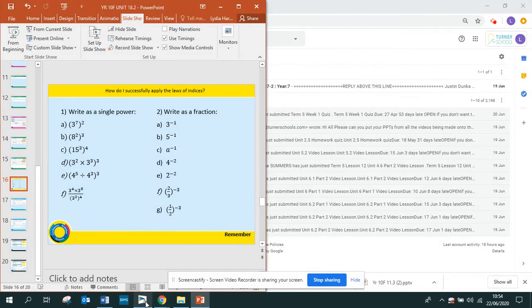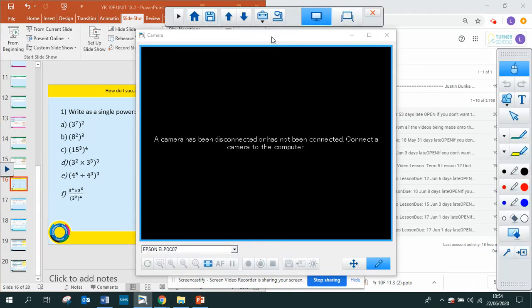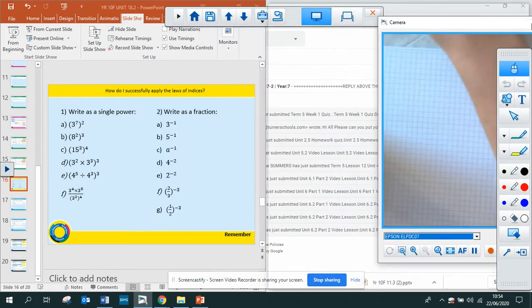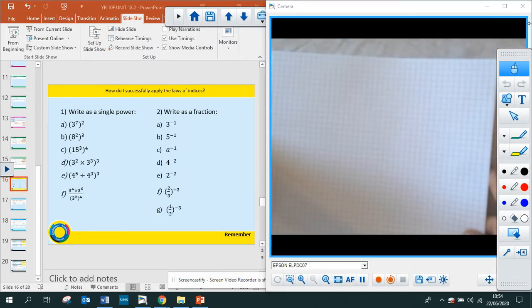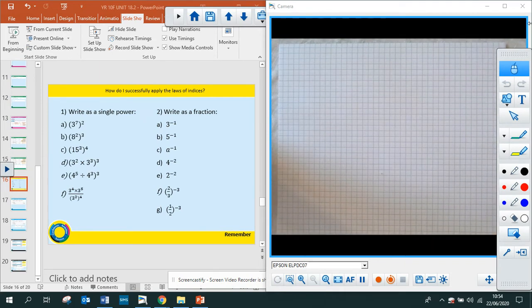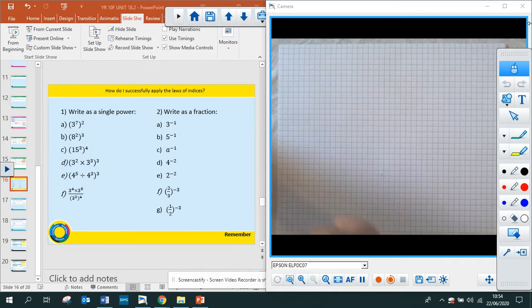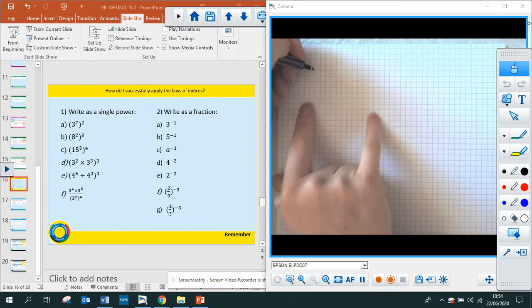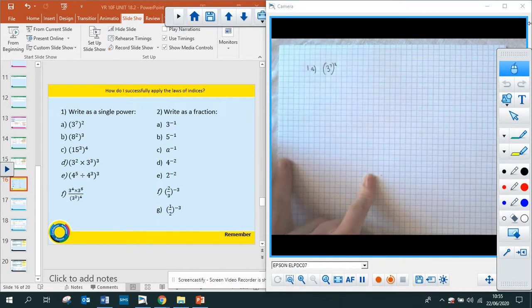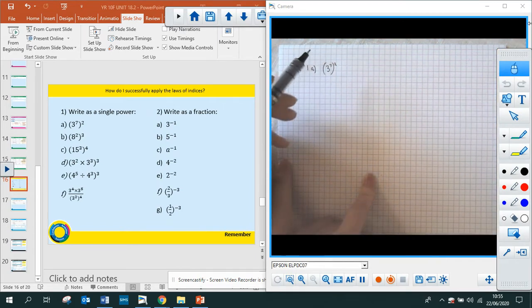Okay, so just bear with me whilst the camera loads, and then I can go through the solutions with you. There we go. Okay, so question 1 asks you to write as a single power, and then part A, we're doing 3 to the power of 7 all squared, okay? Remember, when we have two indices like this, when we're raising an index to another index, we're multiplying. The rule means we multiply.